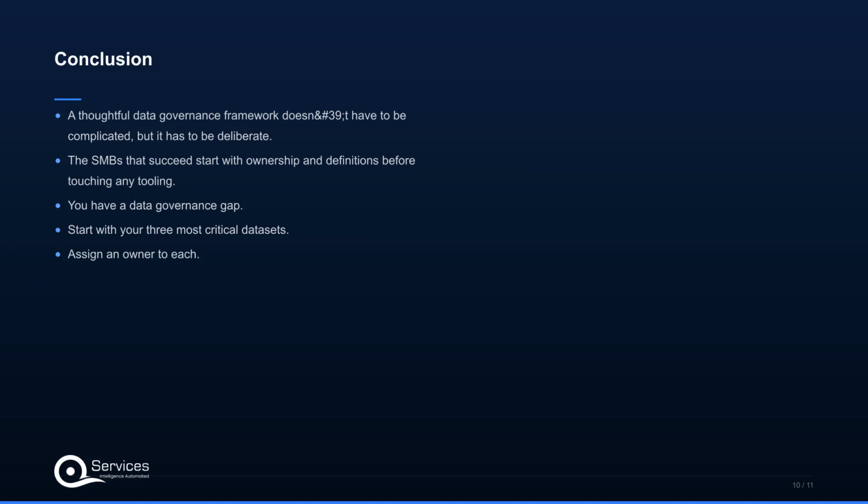Next up, conclusion. A thoughtful data governance framework doesn't have to be complicated, but it has to be deliberate. The SMBs that succeed start with ownership and definitions before touching any tooling. They use Microsoft Purview to catalog and trace their Azure data, enforce certification and sensitivity labels in Power BI, and assign actual humans to be accountable for data quality in each domain.